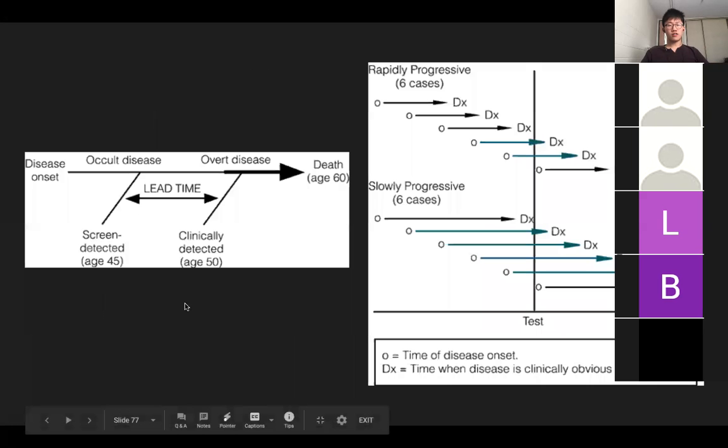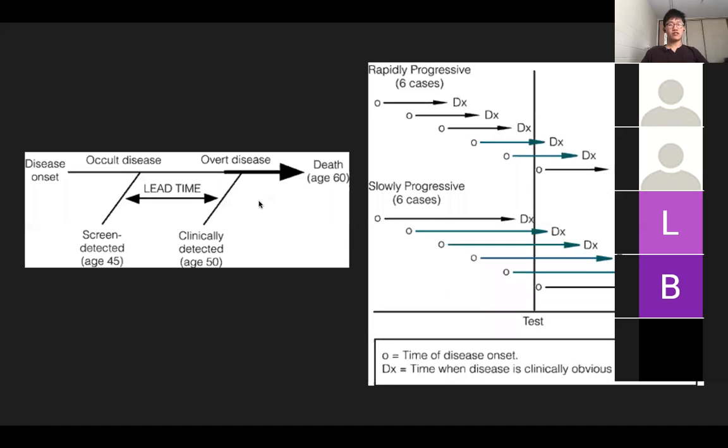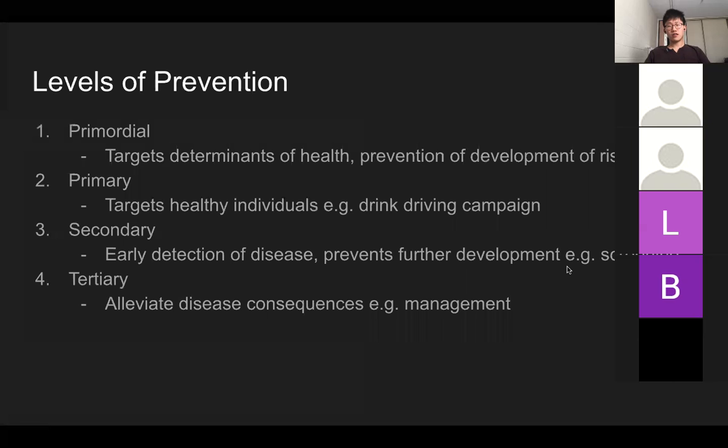You can see here the difference. With lead time bias, your early diagnosis doesn't affect the progression of the disease. It just makes it seem like survival is longer because you've identified it earlier. And here is a diagram just to illustrate how length time bias may work.